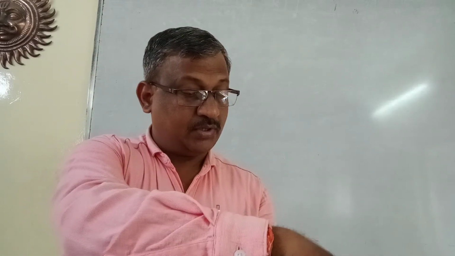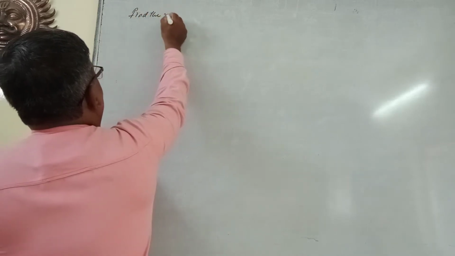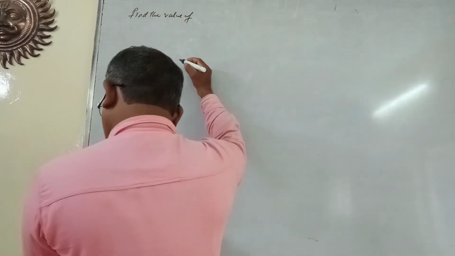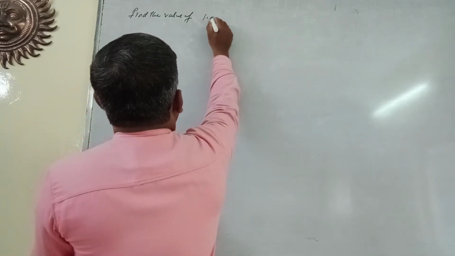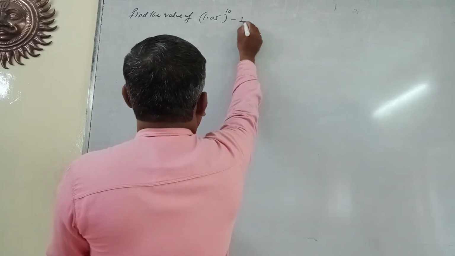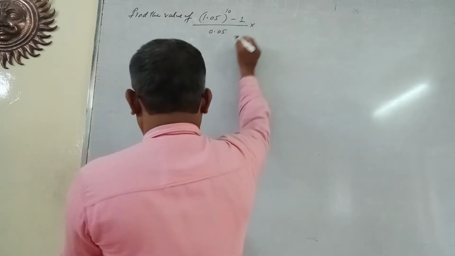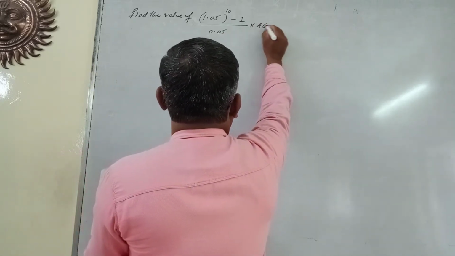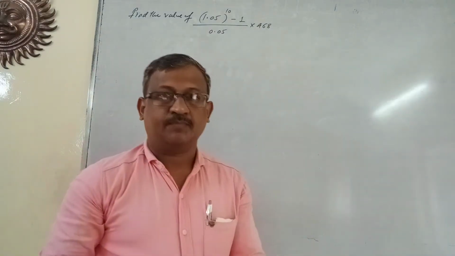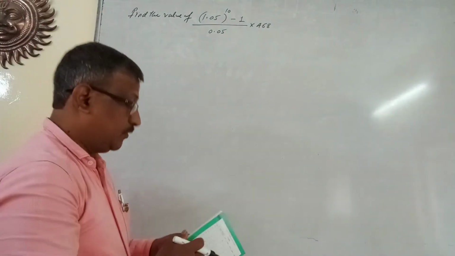Hello students, let's continue with the problem for logarithm. So here is my next sum on logarithm. So the question is: find the value of (1.05 raised to 10 minus 1) divided by 0.05 into 468. Yeah, this is the problem and you have to find out the value of this.